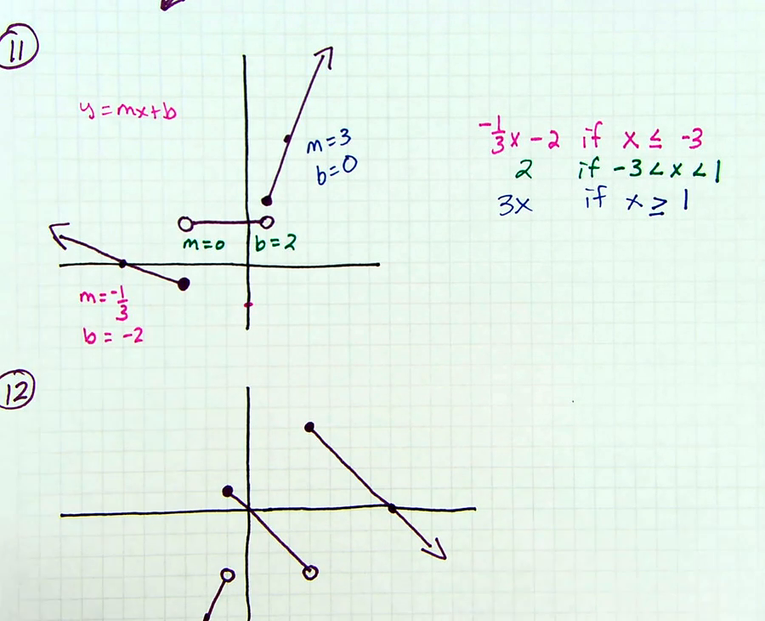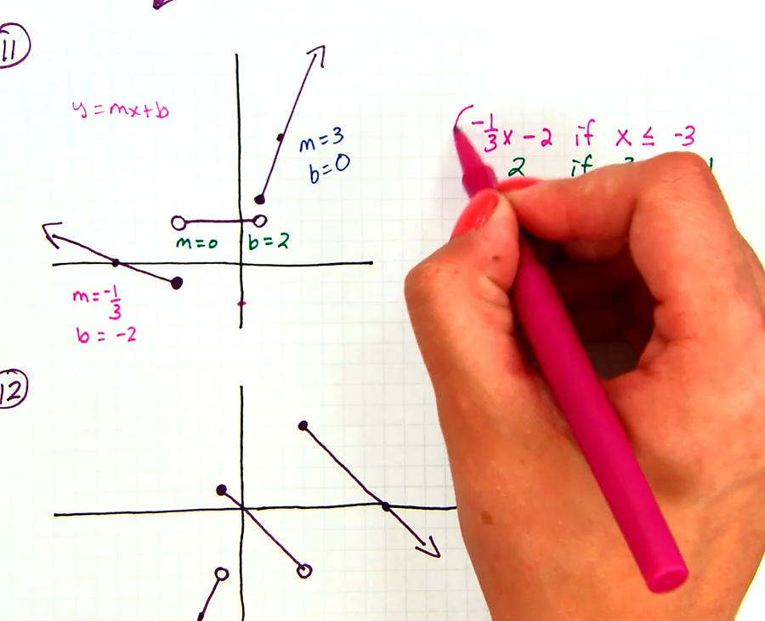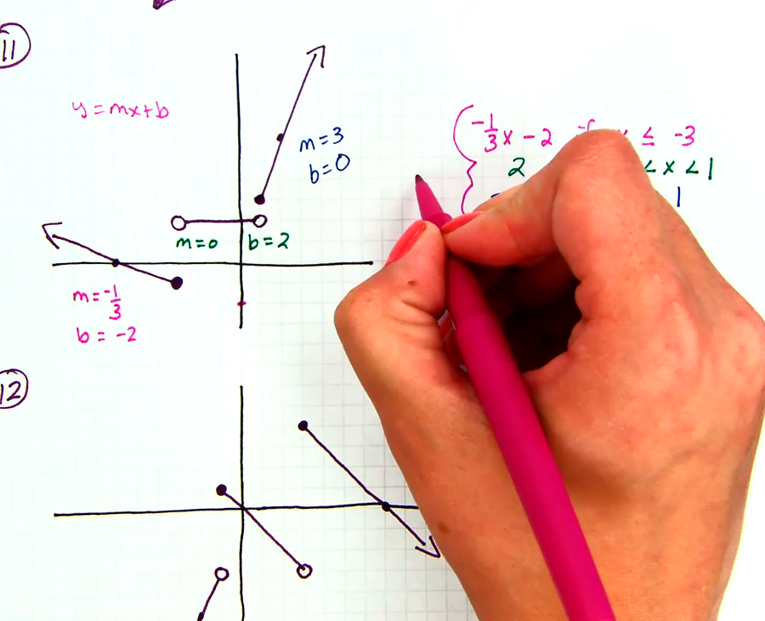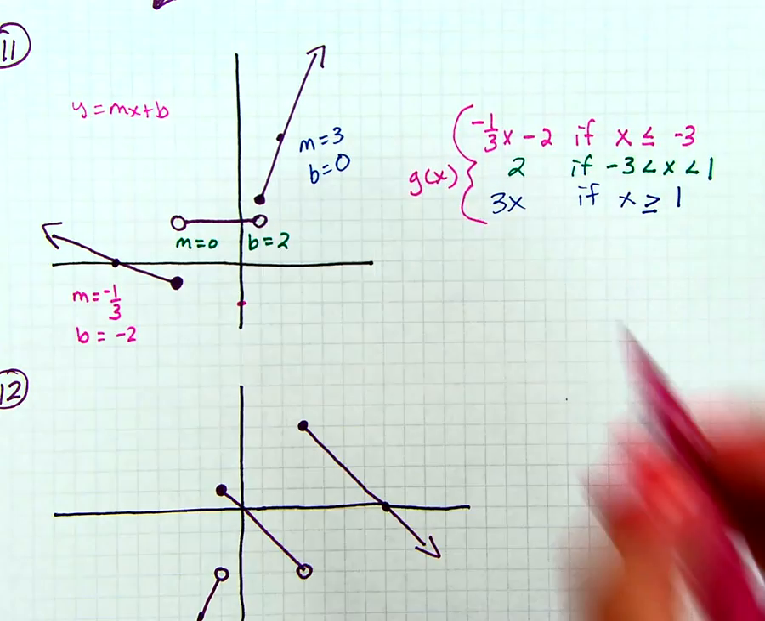And then our last step is just to put these all in a curly bracket, one big curly bracket. And then we're going to name our function. So I'll call this one g of x this time. G of x equals.